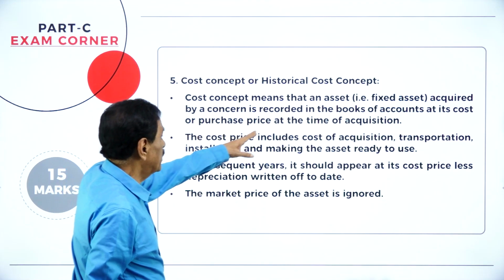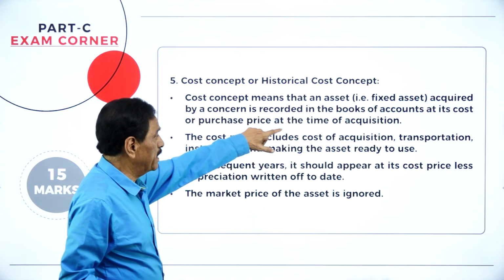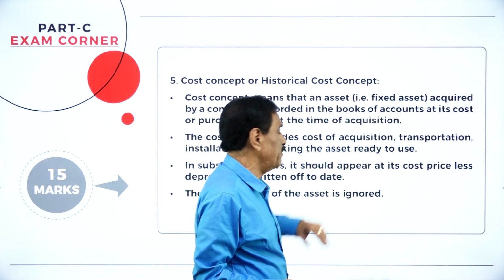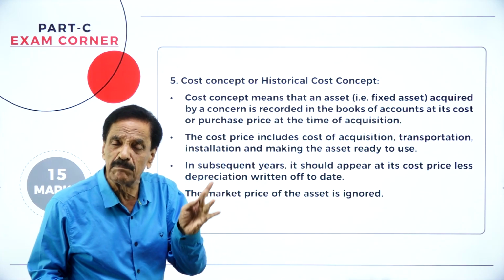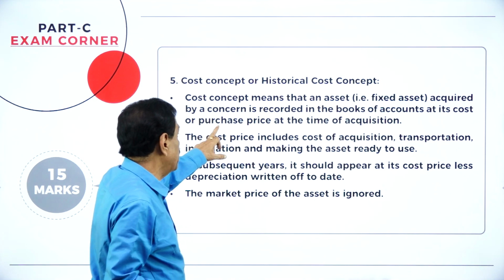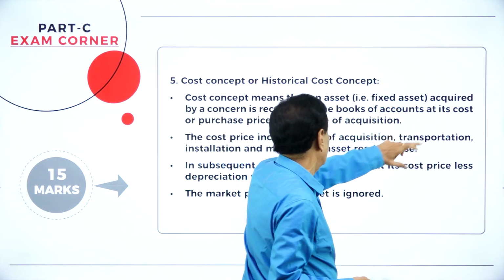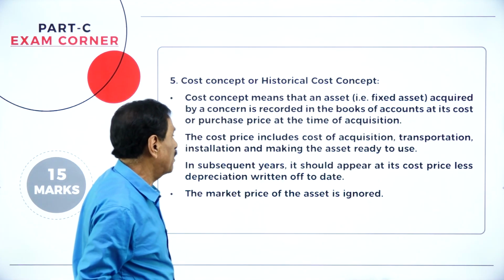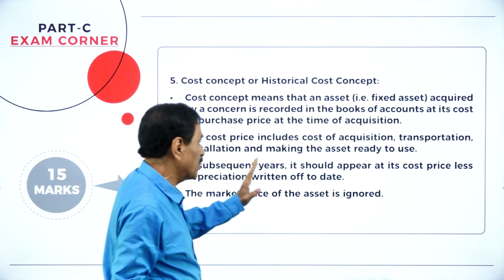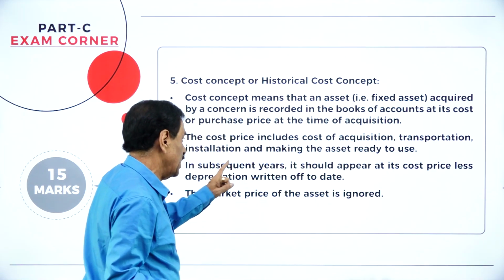Then the cost concept, or historical cost. Cost concept means an asset, a fixed asset, meaning land, building, machinery, furniture, acquired by a concern is recorded in the books of account at the purchase price at the time of acquisition. The cost price includes the cost of acquisition, transportation, installation, maintenance.